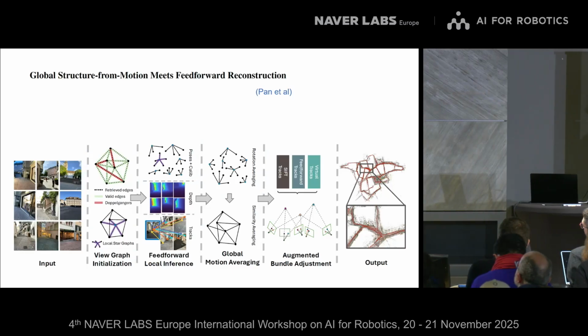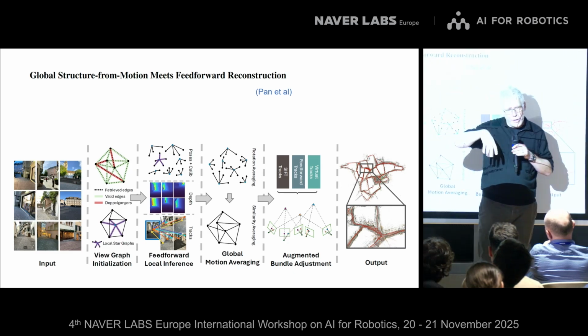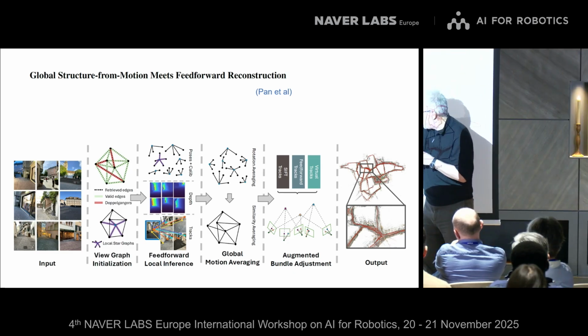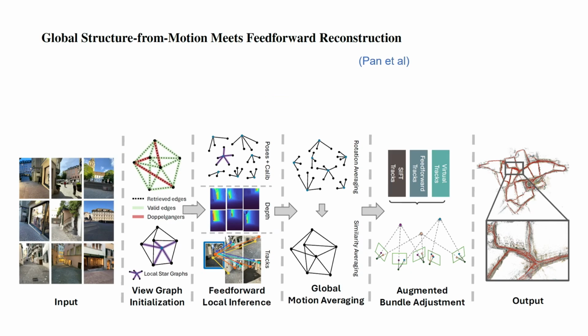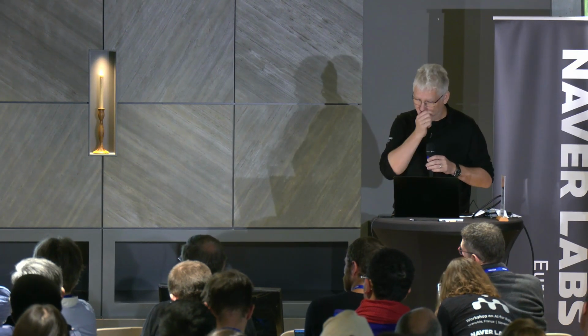But we were able to develop a method that works better in all situations by combining both. We use feed-forward methods to get the local, star-shaped graph connectivity, then assemble all of that using global motion averaging. Then we combine the classical SIFT tracks with the feed-forward tracks, as well as virtual tracks that we extract from the feed-forward networks. That way we get a best-of-both-worlds solution that outperforms all of the previous methods.